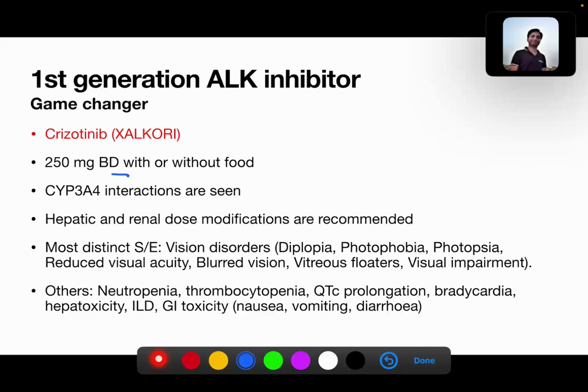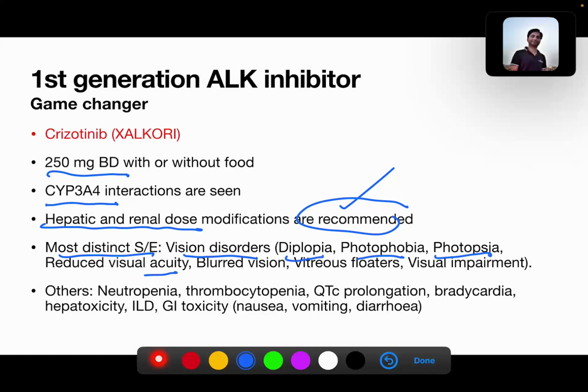Crizotinib is given at a dose of 250 mg BD with or without food. CYP3A4 interactions are seen. Hepatic and renal dose modifications are recommended where necessary. The most distinct side effect here is vision disorders: diplopia, photophobia, photopsia, reduced visual acuity, blurred vision, vitreous floaters, visual impairment. All of this can be very commonly seen. Others include myelosuppression, neutropenia, thrombocytopenia. You can have QTc prolongation, you can have bradycardia.